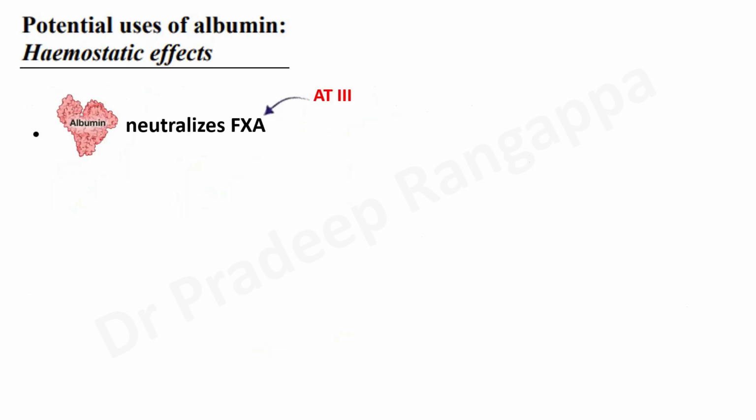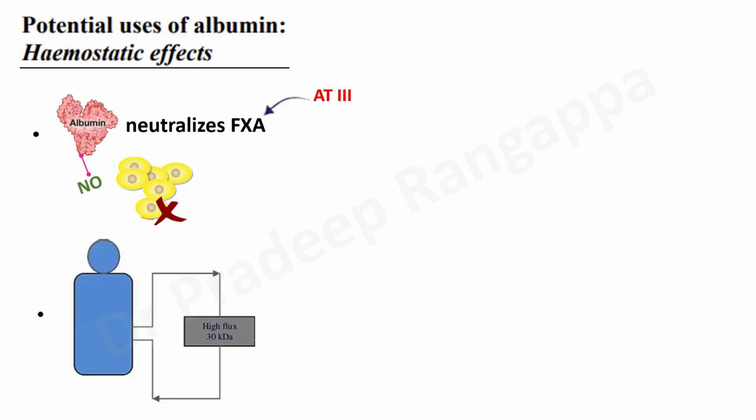Albumin is shown to enhance the neutralization of factor 10A by antithrombin 3. Another problem with low albumin, hypoalbuminemia, is that the platelet aggregability tends to increase. So you need to have albumin. As I said, albumin binds to toxins like nitric oxide and prevents the aggregation of platelets. So for platelet clumping not to happen, you need an adequate level of albumin, because it binds to all the toxins which lead to aggregation of the platelets.